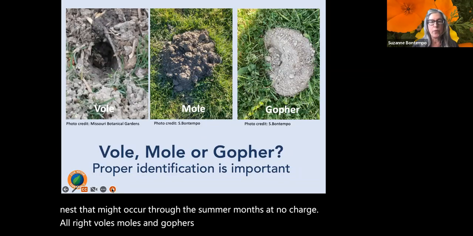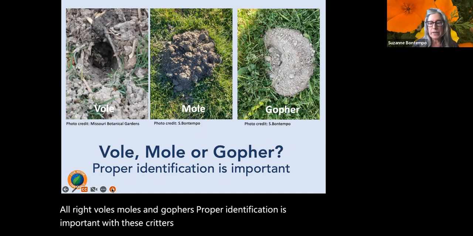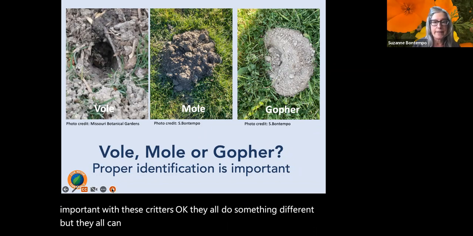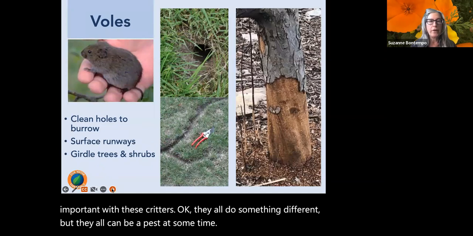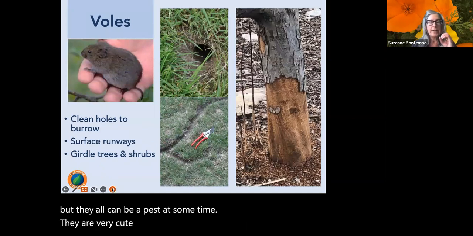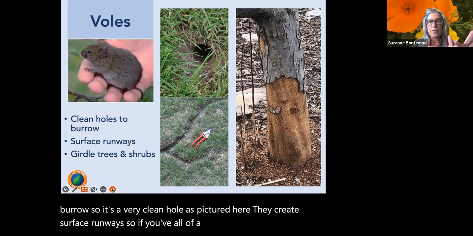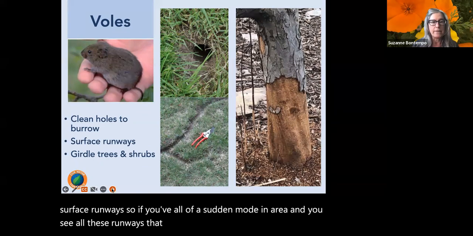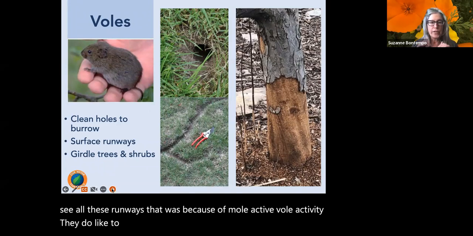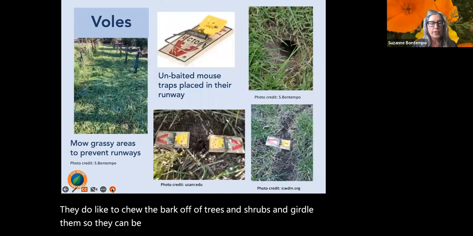Proper identification is important with these critters, okay? They all do something different, but they all can be a pest at some time. Voles, they are very cute, but they have very clean holes that go into their burrow. So it's a very clean hole as pictured here. They create surface runways. So if you've all of a sudden mowed an area and you see all these runways, that was because of vole activity. They do like to chew the bark off of trees and shrubs and girdle them, so they can be quite problematic.